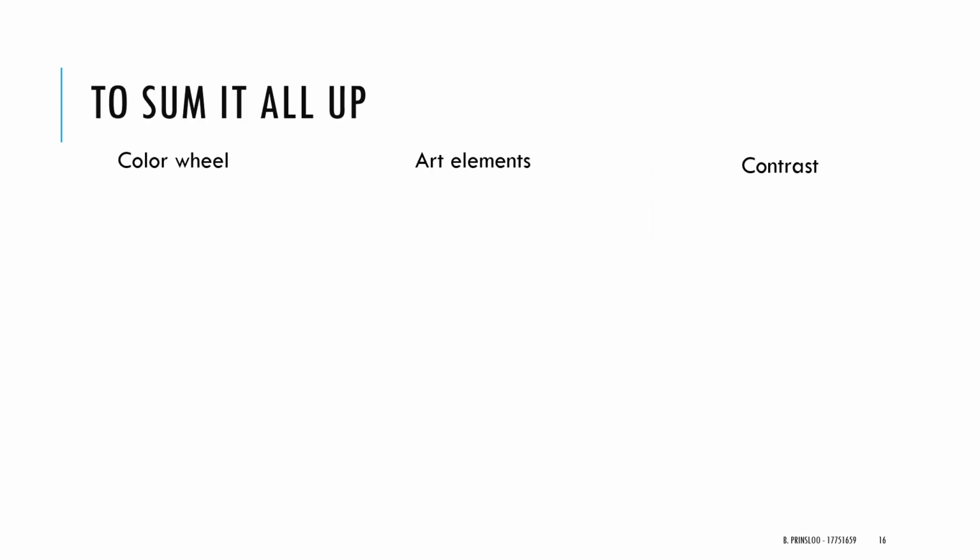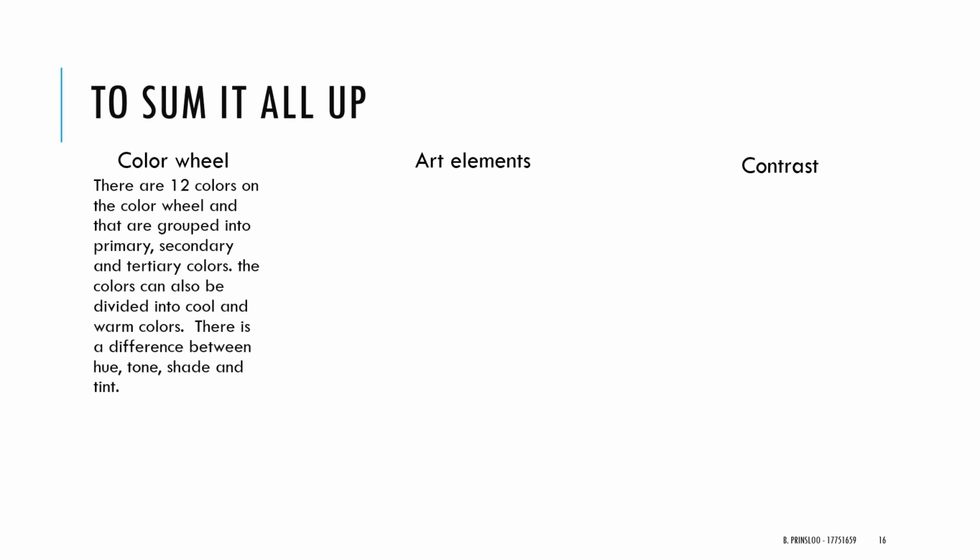And to sum it all up, the color wheel. There are 12 different colors on the color wheel that are grouped into the primary, secondary, and tertiary colors. The colors can also be divided into cool and warm colors. There is a difference between hue, tone, shade, and tint.